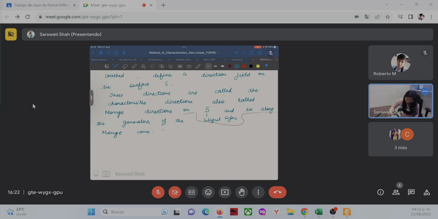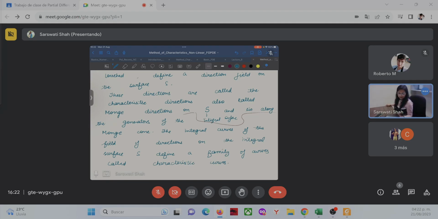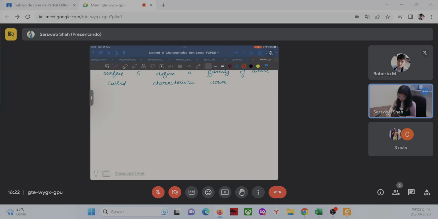The integral curves of this field of directions on the integral surface S define a family of curves called characteristic curves. So just try to understand, this is your integral surface or solution surface.